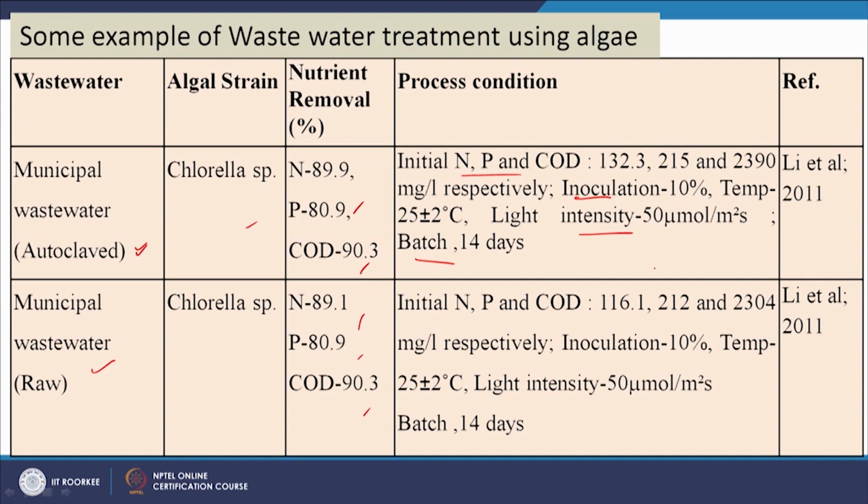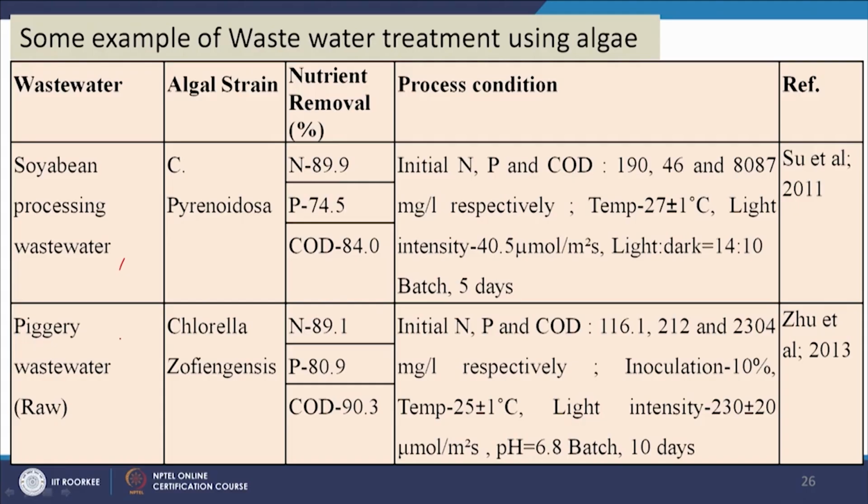So, these are the different conditions which have been used by different researchers for the removal of nitrogen, phosphorus and COD using different microalgae and different wastewater sources. Some other examples are soybean processing wastewater and piggery wastewater. So, industrial wastewater also has been used. Different microorganisms have been tested and nitrogen, phosphorus and COD removal has been investigated.